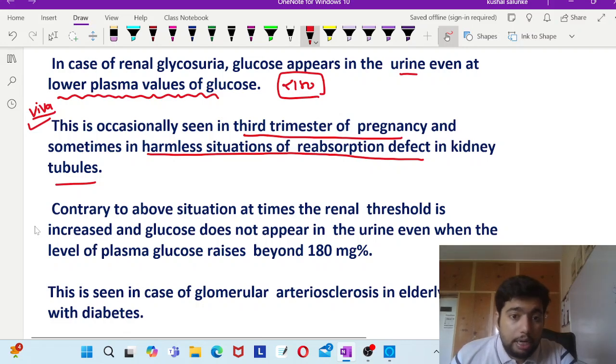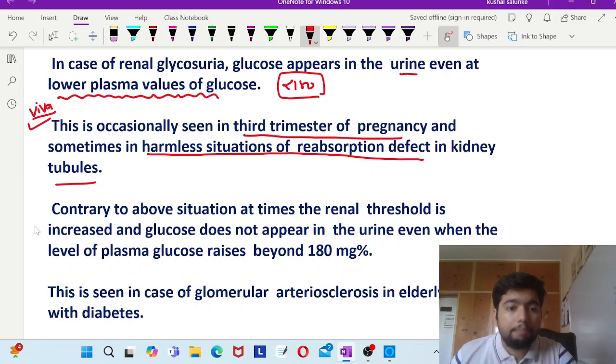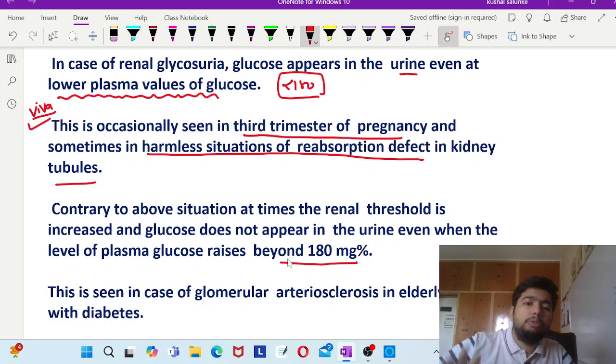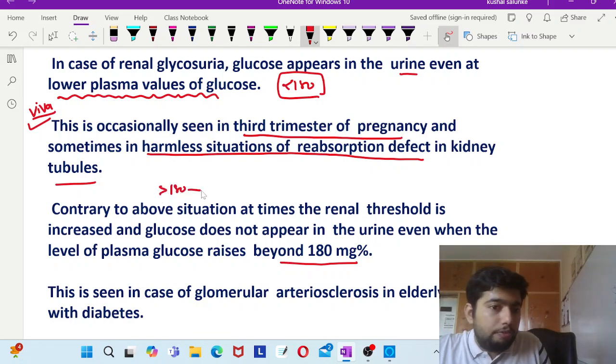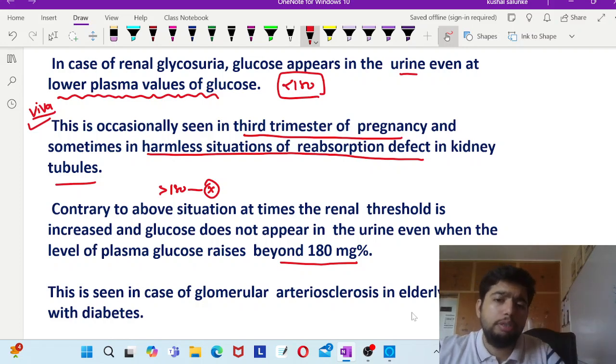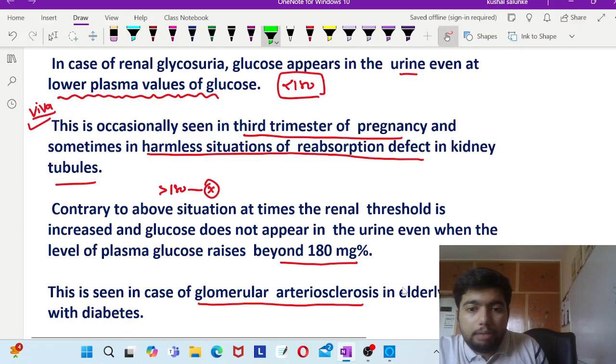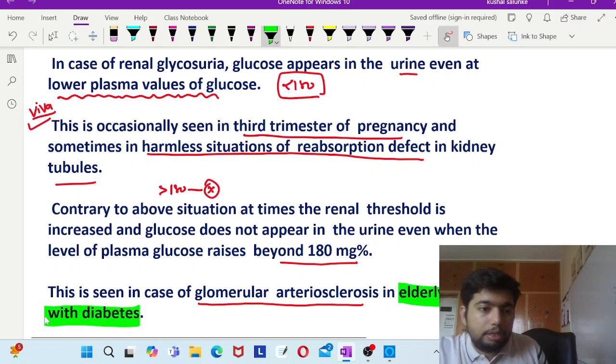Contrary to the above situation, sometimes the renal threshold is increased, and glucose does not appear in the urine even when blood plasma glucose rises beyond 180. So this is the opposite. If it is more than 180, still there is no sugar in the urine, then this is contrary to the above renal glycosuria curve. Okay, this particular condition is seen in glomerular arteriosclerosis, because vessels are narrowed, glomerular capillaries are narrow, so glucose cannot be filtered out. And this is seen in elderly patients of diabetes. Okay, right?